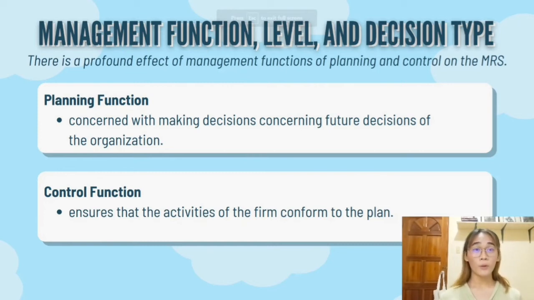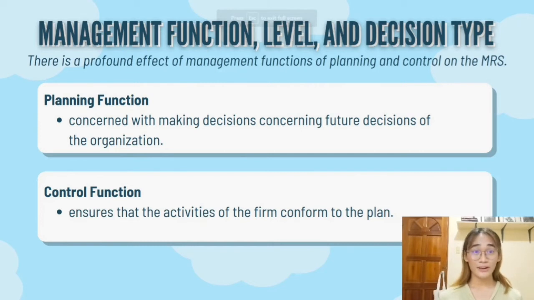As we all know, mayroong profound effect ang management function, such as yung planning and control, sa tinatawag nating management reporting system. So when we say planning function, ito yung mga decisions concerning yung mga future decisions of the organization. Dito yung nagde-develop ng strategy para ma-achieve yung goals ng organization in a systematic manner.